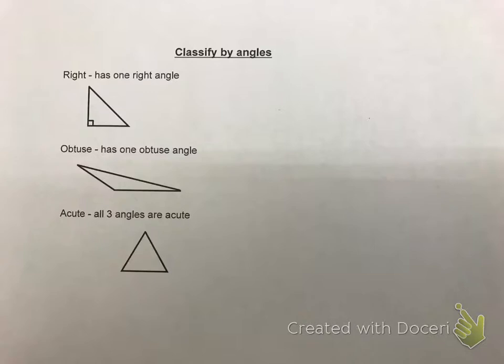To classify a triangle by its angles, we have a right triangle. That means that it has a right angle. This symbol right here is the symbol for a right angle, not just in triangles, but in general. So if you see that symbol, that automatically means it's a right angle, which is 90 degrees.